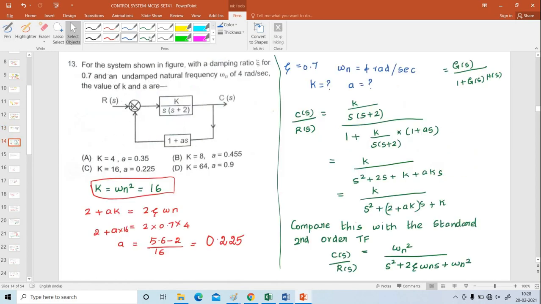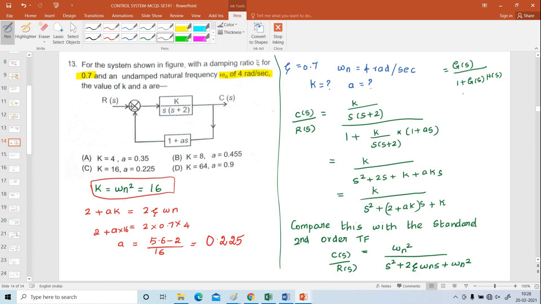Next problem. For the system shown in figure with the damping ratio zeta of 0.7 and the undamped natural frequency omega n of 4 radians per second, the values of K and A are? Here G of S is given and H of S is given. G of S is K divided by S into S plus 2. H of S is 1 plus AS.